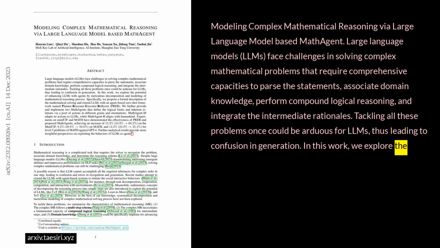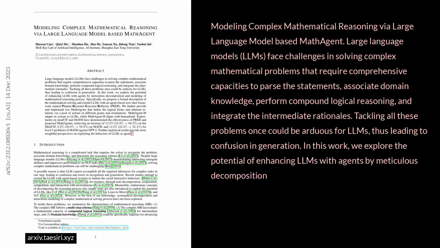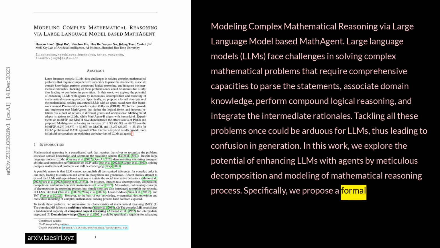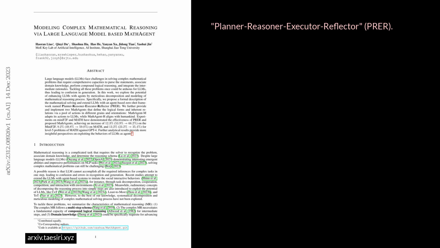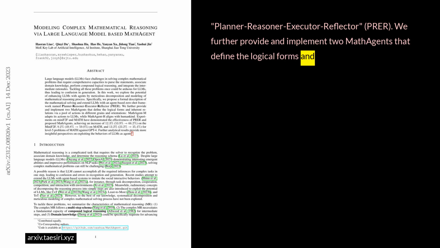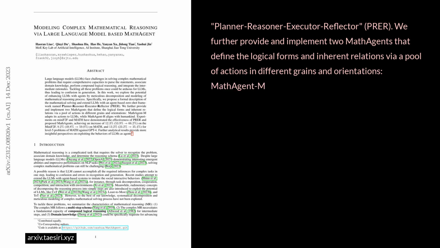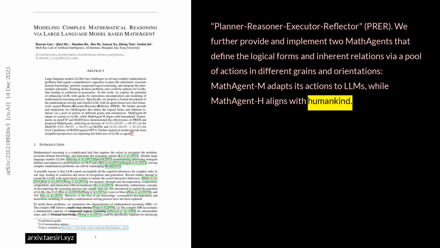In this work, we explore the potential of enhancing LLMs with agents by meticulous decomposition and modeling of the mathematical reasoning process. Specifically, we propose a formal description of the mathematical solving and extend LLMs with an agent-based zero-shot framework named Planner-Reasoner-Executor-Reflector, PRE-R. We further provide and implement two MathAgents that define the logical forms and inherent relations via a pool of actions in different grains and orientations. MathAgent-M adapts its actions to LLMs, while MathAgent-H aligns with humankind.